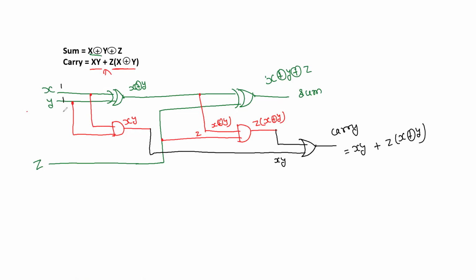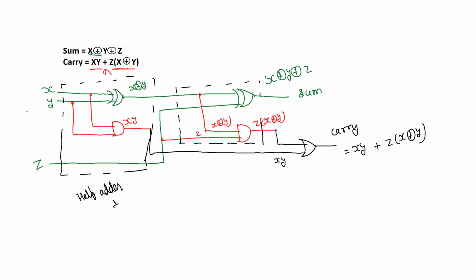And what is this part? It will look like a half adder. So this is the combination of one half adder. This one is our half adder one. And again, if you look at the other part, this is half adder two. Like this, we can represent the full adder with the help of two half adders.